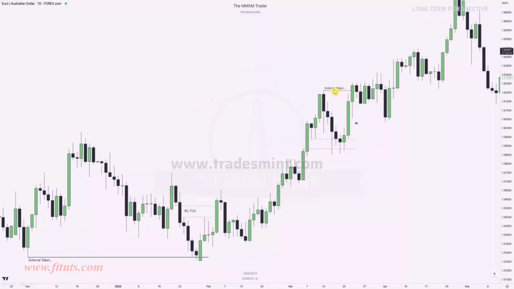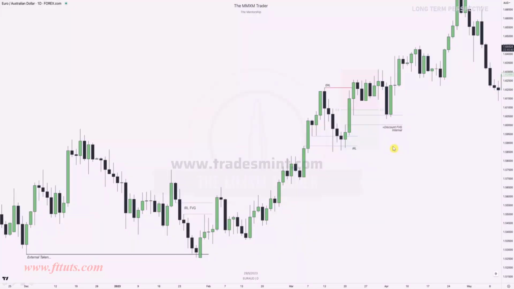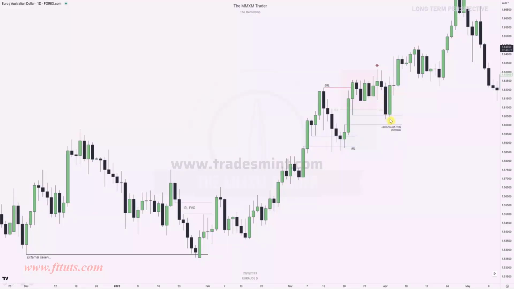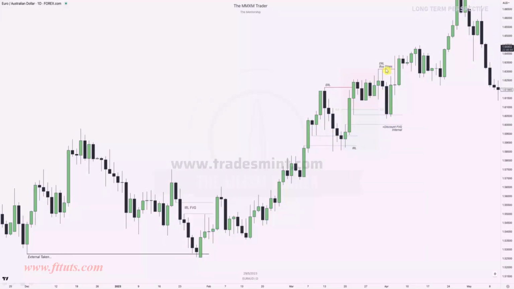Again, we go from external to internal and then from internal back to external. So internal range liquidity, this fair value gap, and might I just add, we don't know what the weekly is doing, and the monthly, and we don't know what the seasonal tendency is, and we can still determine our draw on liquidity this way. Discount fair value gap has been hit. Now where do we go? External once again, right? So from down here all the way to up here, it is all it is doing. It's going from external to internal, back to external, right?